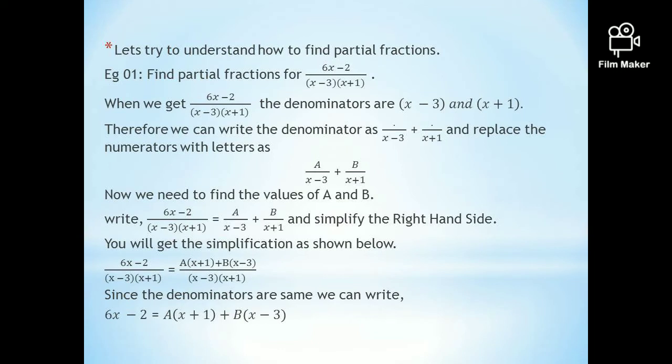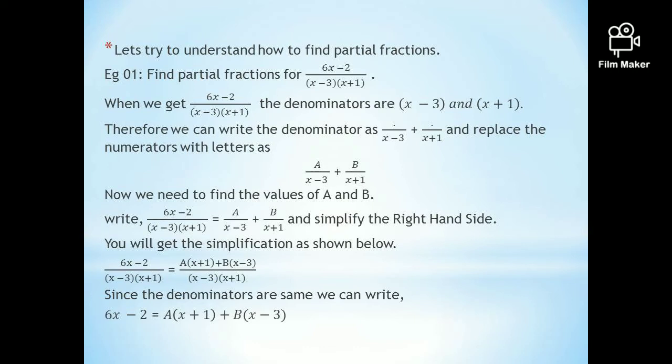Okay, let's try to understand how to find the partial fractions for 6x minus 2 over x minus 3 times x plus 1. Initially, you can see the denominator is x minus 3 into x plus 1. Therefore, write two separate fractions with the denominators x minus 3 and x plus 1. Don't fill anything into the numerators yet. Just write two fractions, x minus 3 and x plus 1, joined with addition between them.